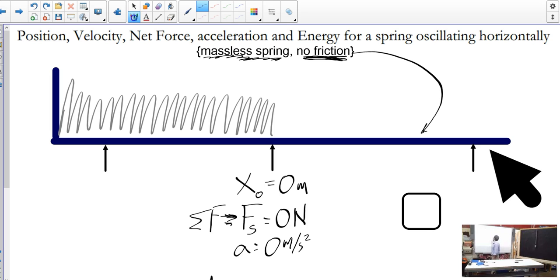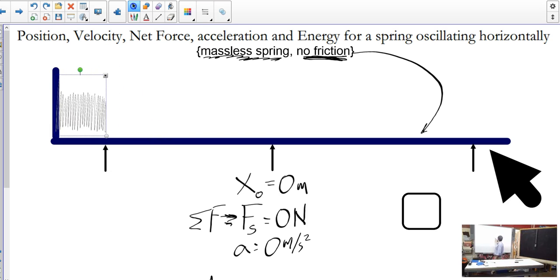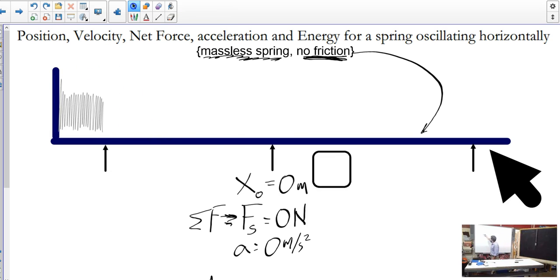So let's start this thing off. We're going to take our spring, and we are going to compress it. Smash it down to there, hold it there for a second, and attach the block at that location. The arrows are really just there for me as a reference point. And we're going to let it go.